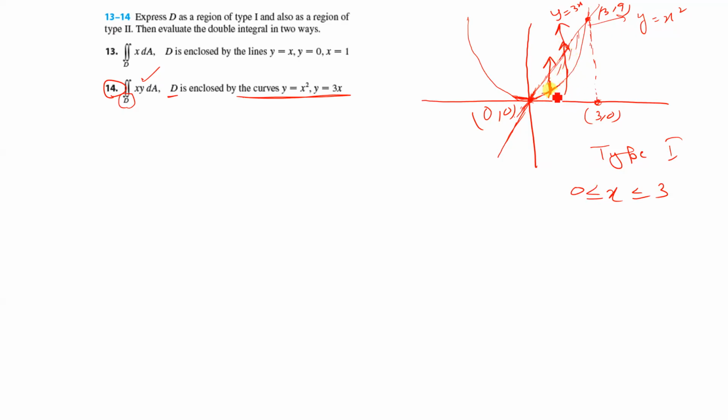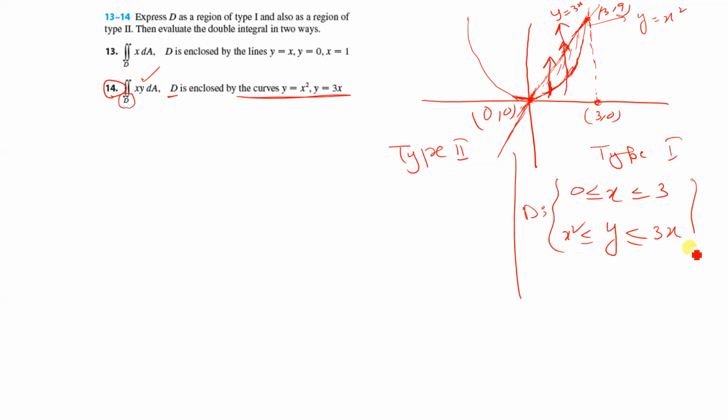So you can see that this region is bounded below by this curve, which is x square. So y is more than or equal to x square, and this region is bounded above by this line, along which the value of y is 3x, so y is less than or equal to 3x. So these are the type 1 limits. And type 2 region, that is, this is t.